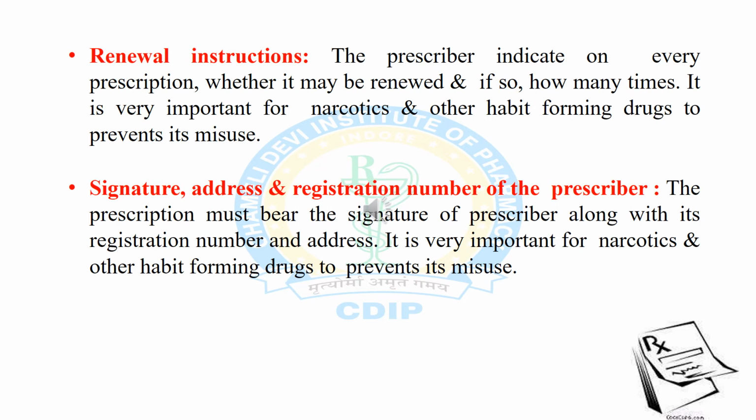Okay, so next one is signature, address and registration number of the prescriber. The prescription must bear the signature of the prescriber along with the registration number and address. It is very important for narcotic and other habit forming drugs to prevent misuse. So it's important in the case of prescriptions of schedule H and X drugs, which can only be prescribed by a registered medical practitioner.